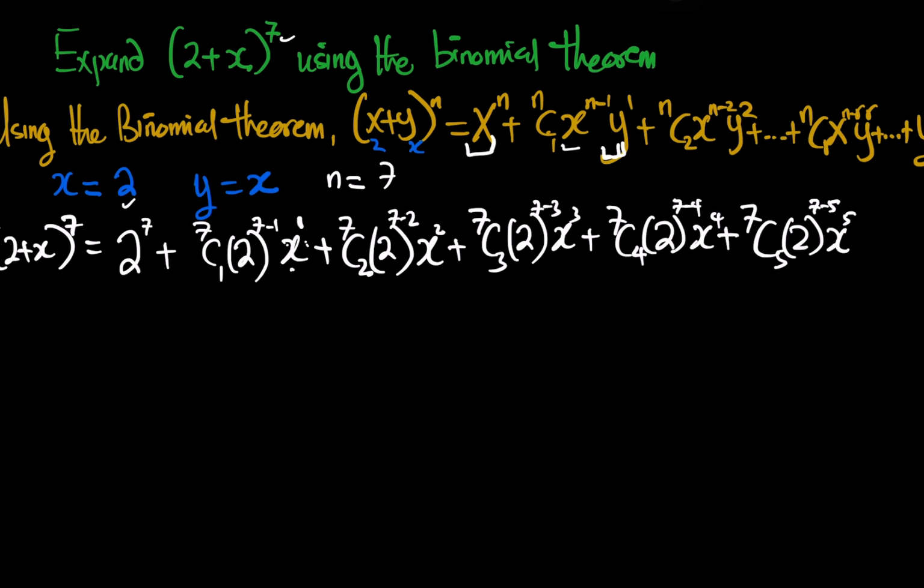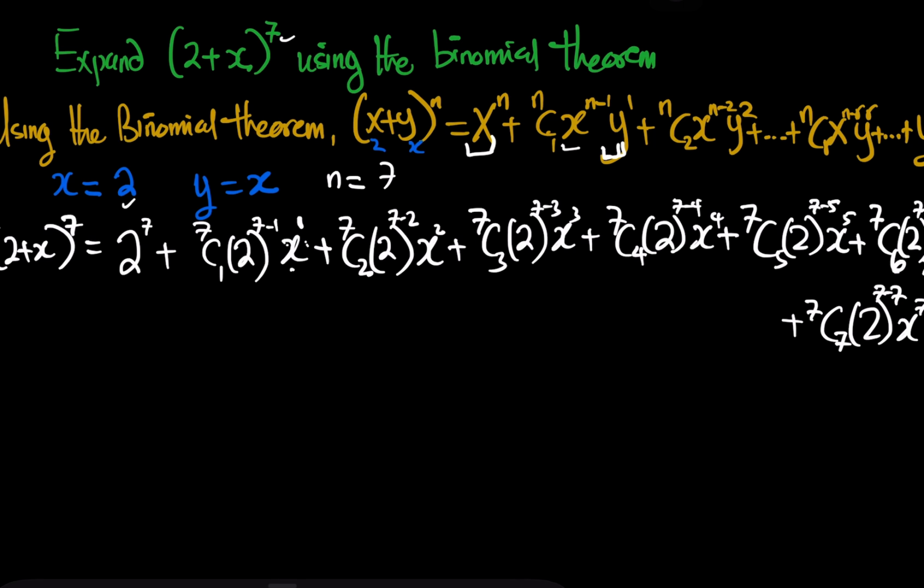And then we'll continue. 7 combination 6, 2 to the power 7 minus 6, and we also have x to the power of 6. Then the last term will be 7 combination 7, 2 to the power 7 minus 7, x to the power 7. So this is how we apply the binomial theorem. But we need to break down these things here. We need to break this one here.